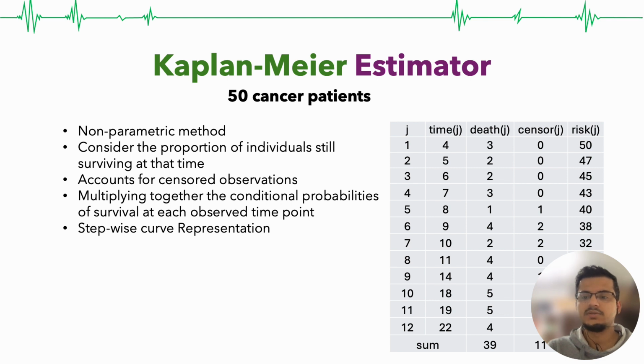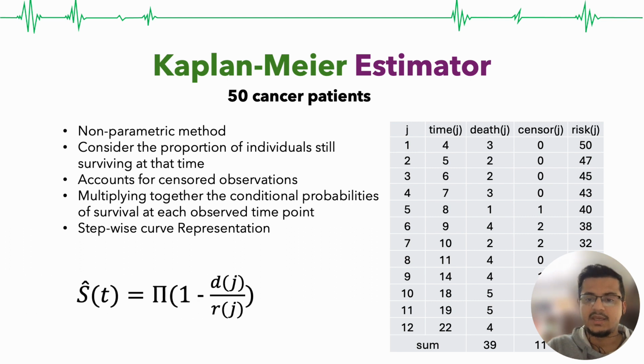So how can we use the Kaplan-Meier estimator, also known as the product limit estimator, to find the survival function? The KME calculates the probability of survival at each observed time point by considering the proportion of individuals still alive at that time. Mathematically, the estimator works by multiplying together the conditional probabilities of survival at each observed point, which looks like this. And using this formula, we can create the survival probability of individuals at each time.